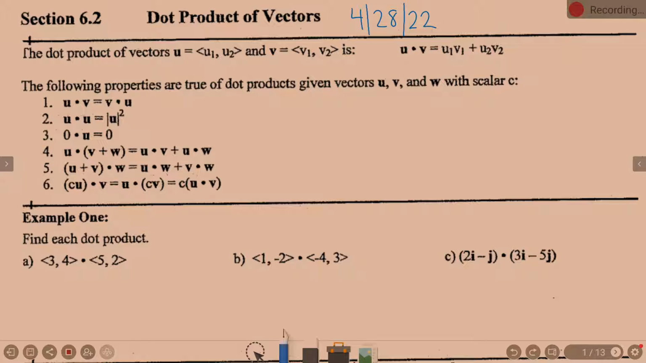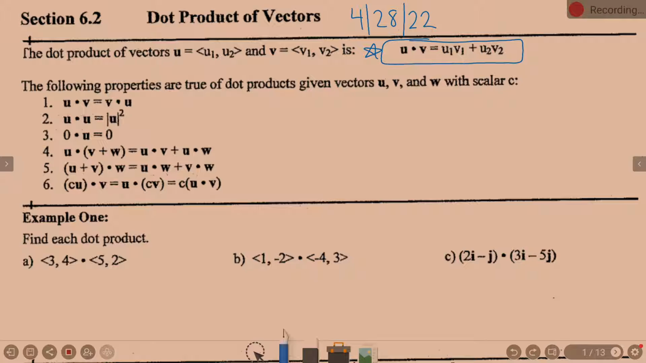Given vectors u that has components u1 and u2, and v which has components v1 and v2, the dot product, so u dot v, is u1 times v1 plus u2 times v2. So this right here is going to be used pretty much throughout our whole lesson. This is our dot product.